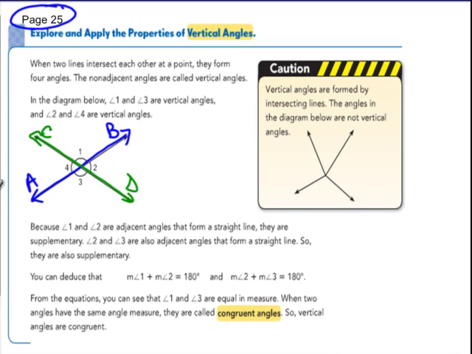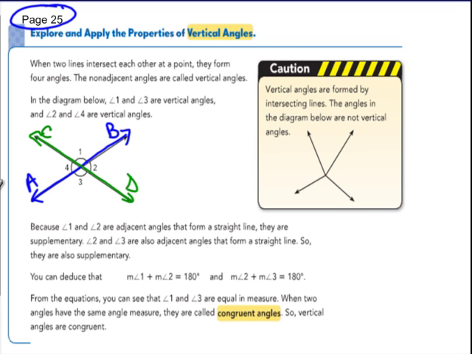For today's lesson, you're going to need your notes for vertical angles, and if you would like, you can open your book to page 25 and follow along. When two lines intersect each other at a point, and you can see that I drew over the top of this example here, and I called line AB this blue line, and line CD the green line.